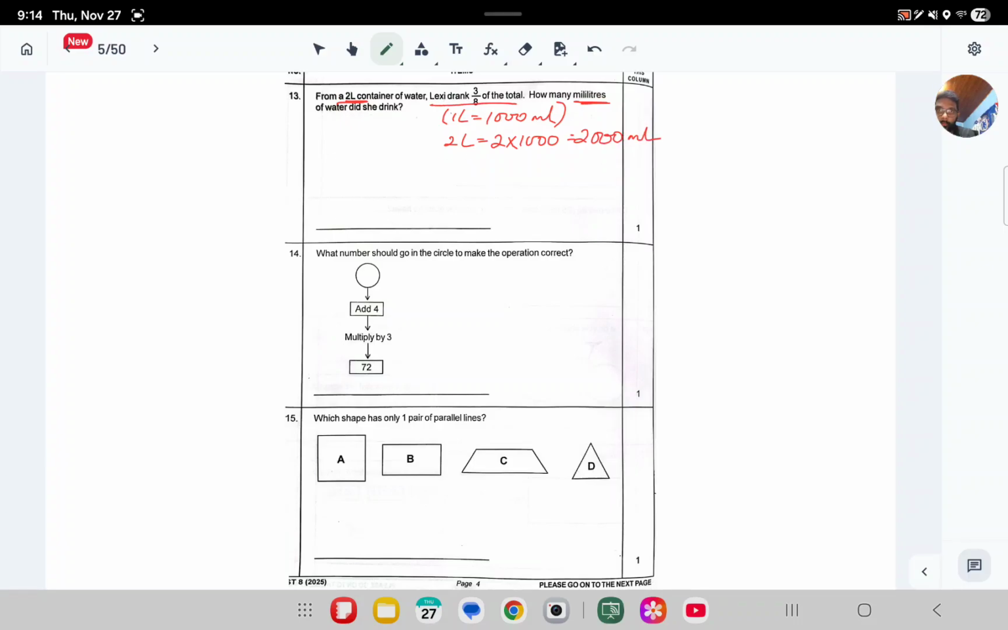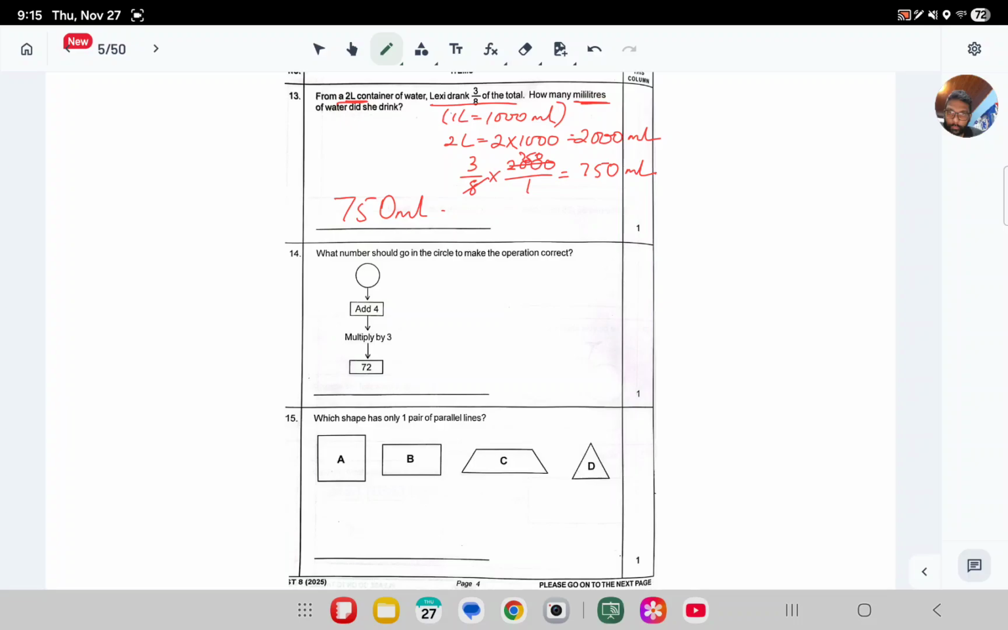So to calculate how much you drank, it will be 3/8 of 2,000, which is equal to 750 milliliters. Good. 8 into 8, 1, 8 into 50. So good. So 750 milliliters. Number 14, what number should go in the circle to make the operation correct?